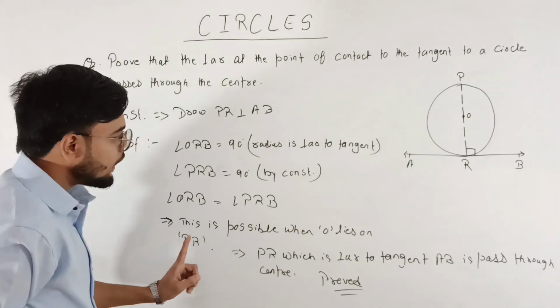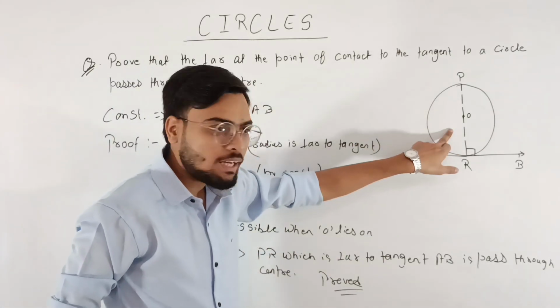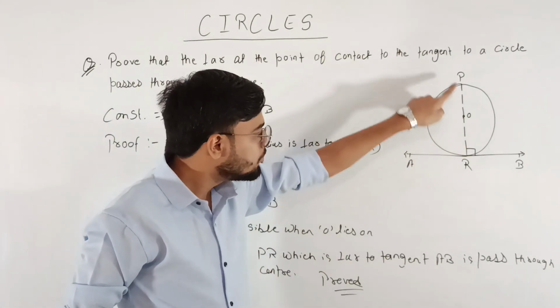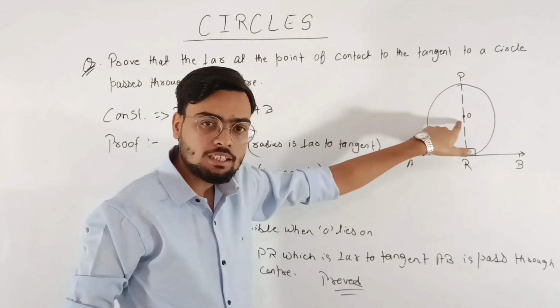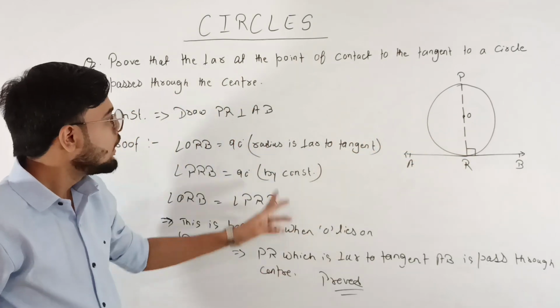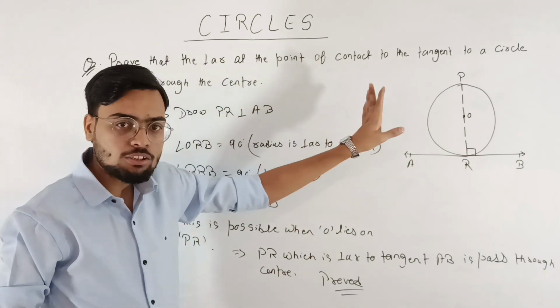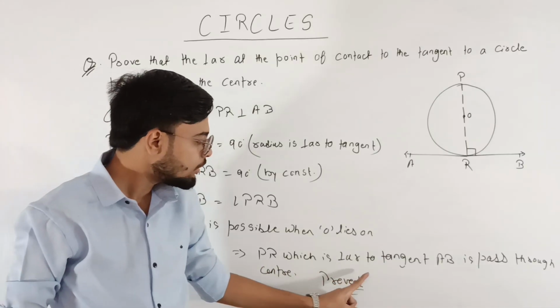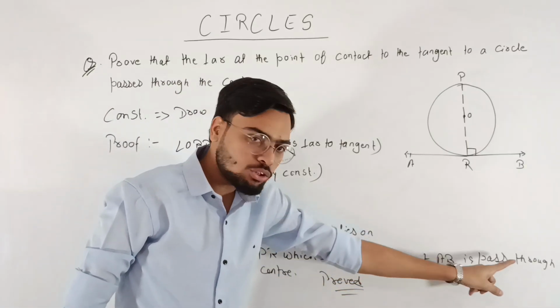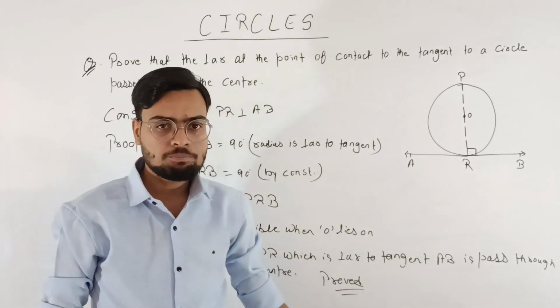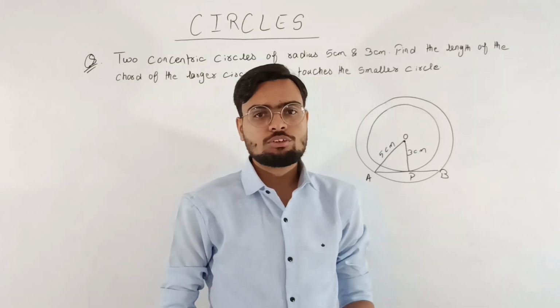Now when O lies on PR and O is the center, which means line PR passes through the center, and which we have to prove that the perpendicular at the point of contact passes through the center. It is PR, which is perpendicular to a tangent, and AB is passed through center. Okay. Now let's move towards our next question.